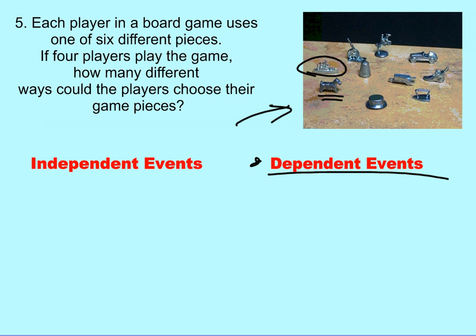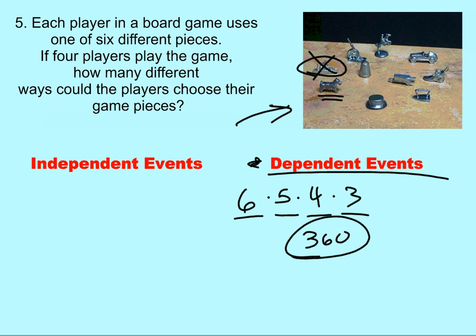So that's why it's going to be dependent. If I've got 4 players playing a game, that first person, whoever he is, gets the first pick. He gets all 6 to choose from. Once he picks one of them, it goes away. So let's say I got to go first. I took the battleship. That means there's 5 pieces left for the second person. There's 4 pieces left for the third person. And there's 3 pieces left for the last person. So it's going to be dependent, if no other reason than because once I take away one of the options, it's no longer an option. So once I do that, there's going to be 360 different possible ways to do that.